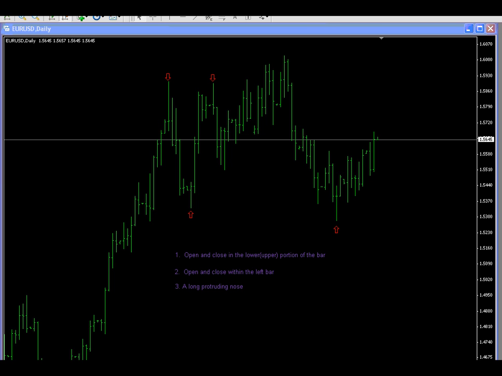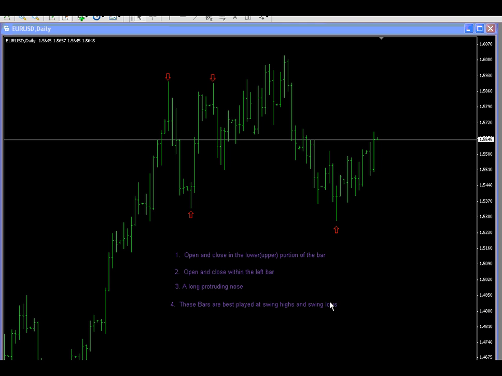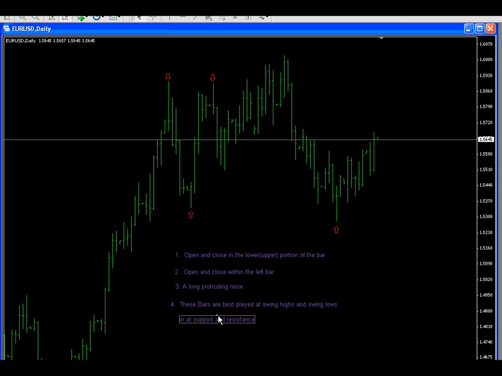The last thing I just wanted to say quickly about pin bars before I go through the other examples is that these bars are best played at swing highs and swing lows. So if you haven't looked at my video on how to identify swing highs and swing lows, that's where you can begin to place this information together. And in future videos I will start to go through that again, but for now I just wanted to sum that up. And they're also best played at support and resistance. So these are the 4 basic criteria for your pin bars.